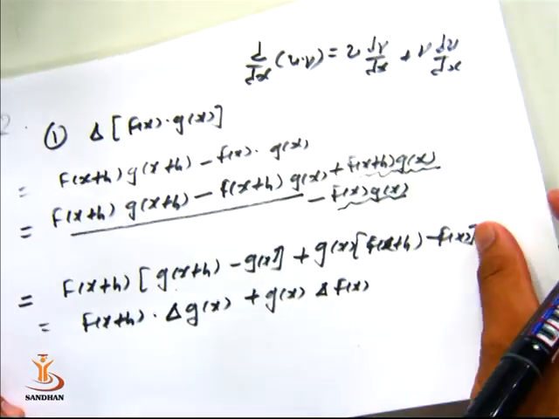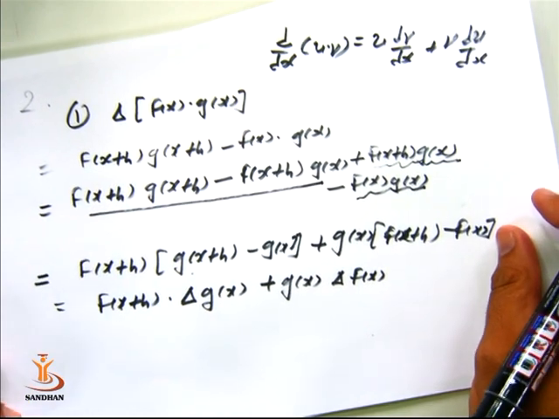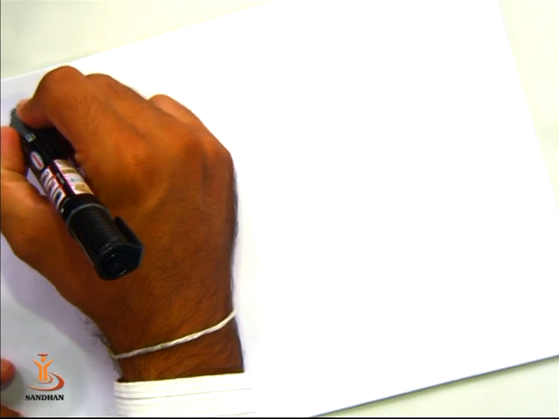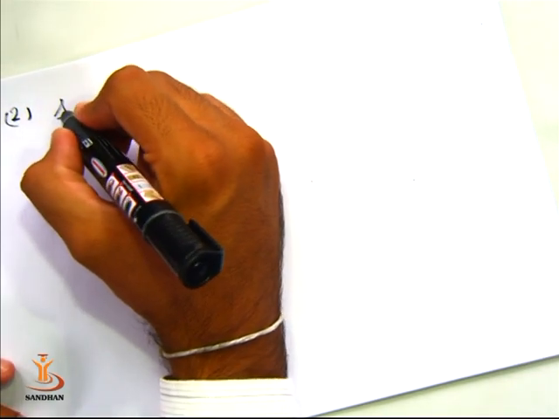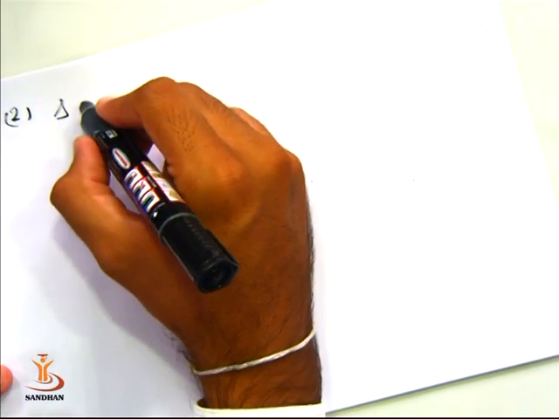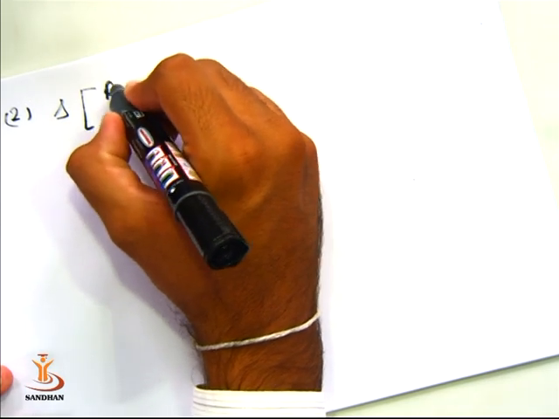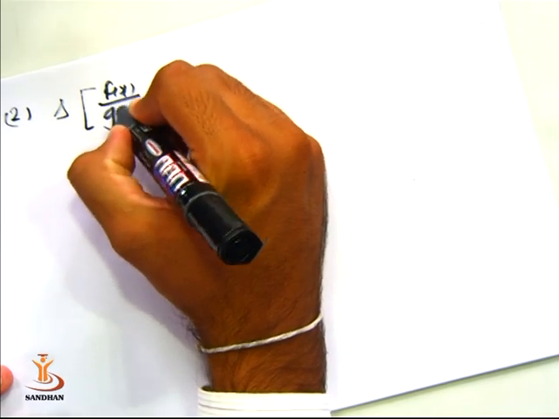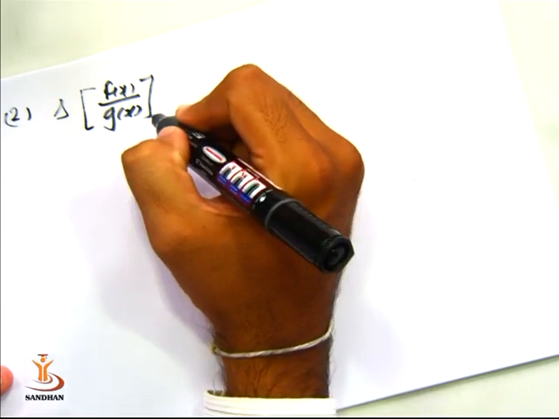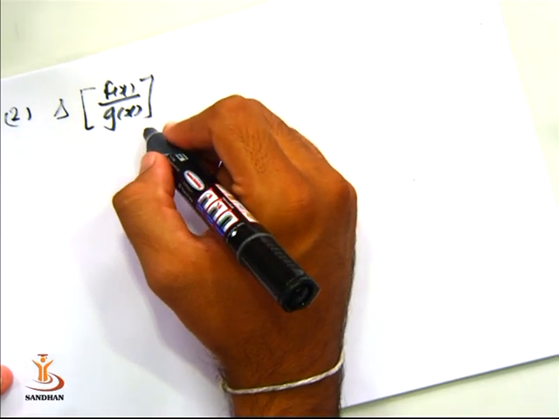The same way we can have another option for delta f of x upon g of x. So this rule is also different from the usual differential rule.